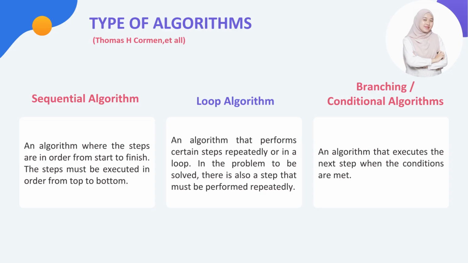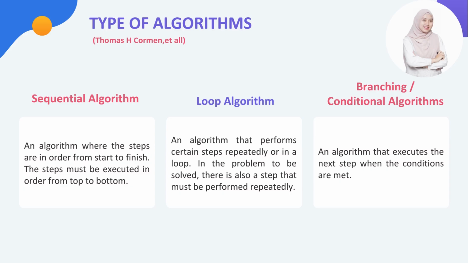There are several types of algorithms, and understanding them helps us design solutions more effectively. The three main types we will discuss are: 1. Sequential algorithms, 2. Loop algorithms, and 3. Conditional or branching algorithms. Sequential algorithm. A sequential algorithm follows a straightforward path. The steps are executed one after another, from top to bottom, without any repetition or branching. This is the simplest type of algorithm and is often used for basic tasks.